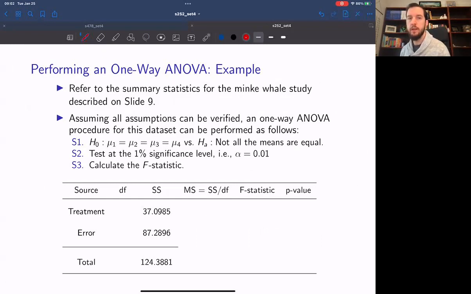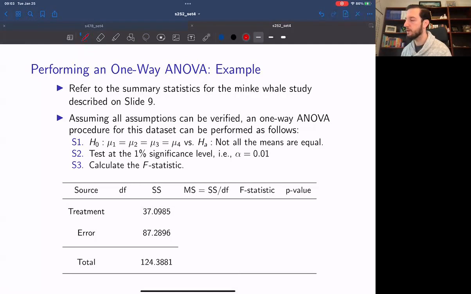We're going to make an assumption that all of the assumptions are intact so that we can work through the steps and conclude without having to make any caveats. Again, we will come back to assumption checking for the ANOVA in the next lecture set. All right, so under that assumption, on step 1, H naught: mu1 equals mu2 equals mu3 equals mu4, because there are 4 different depths and therefore 4 population means. Our alternative hypothesis is that not all the means are equal. We're going to run this test at the 1% significance level, so alpha is 0.01.